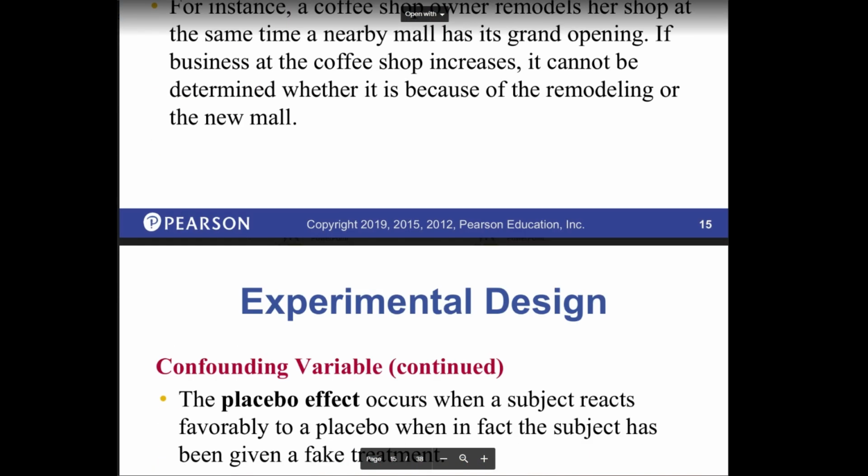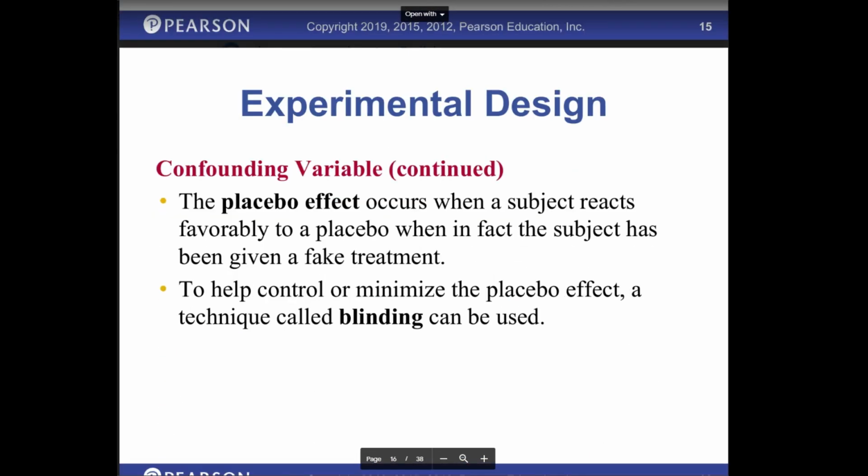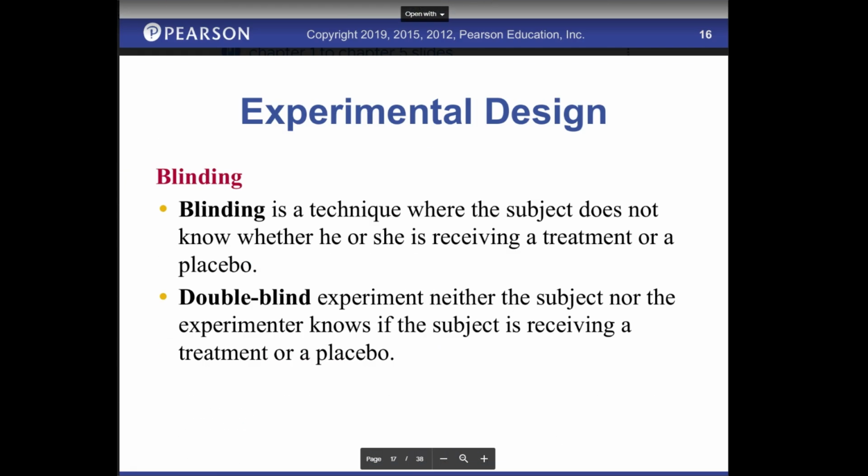And then continuing with confounding variables, the placebo effect occurs when a subject reacts favorably to a placebo when in fact the subject has been given a fake treatment. To help control or minimize the placebo effect, a technique called blinding can be used. Blinding is basically a technique where the subject does not know he or she is receiving a treatment or a placebo. And double blind is an experiment where neither the subject nor the experimenter knows if the subject is receiving a treatment or a placebo.